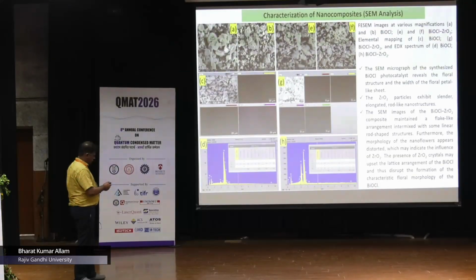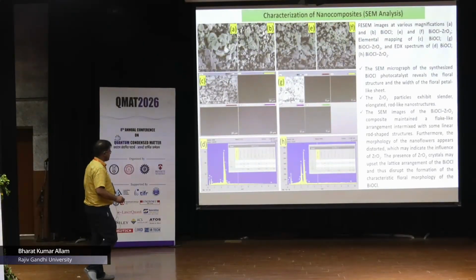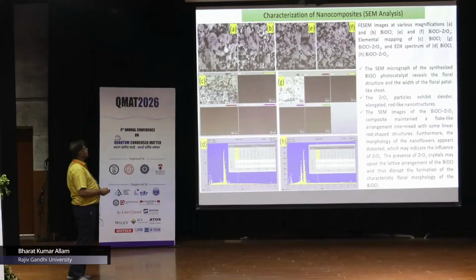So it confirms the presence of both bismuth oxychloride and zirconium oxide in our material. This is the elemental mapping, and this is the EDX spectra of our compound, which further strengthens that we have both components in our material.